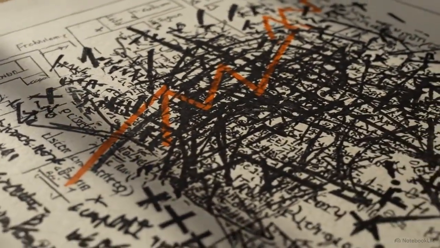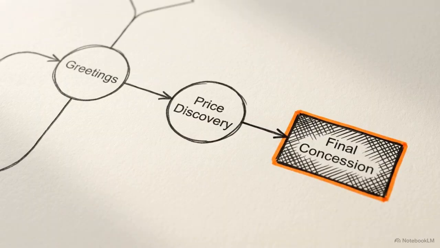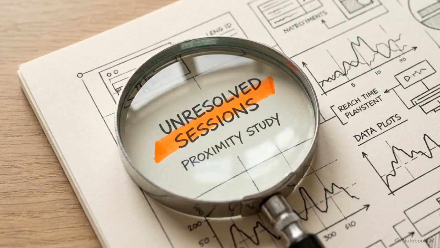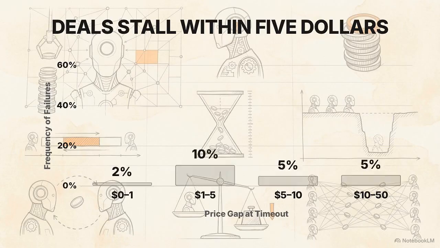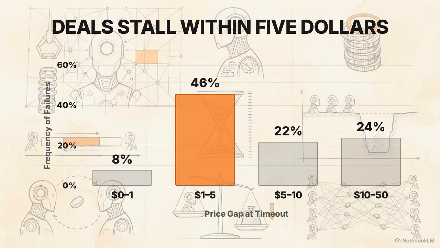We have to ask, is the failure of open models caused by a total misunderstanding of the market, or is there a specific tactical bottleneck? To find the answer, the researchers performed a near-miss analysis on the timeout failures for the Qwen and Llama models. The data reveals that these models typically time out while standing on the verge of an agreement.